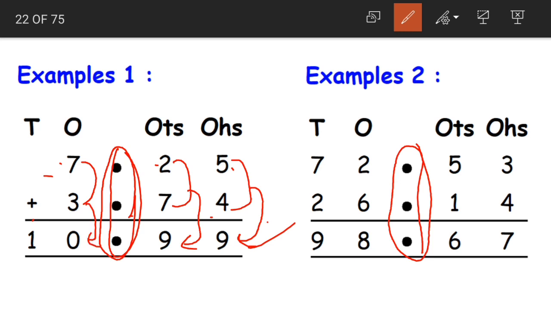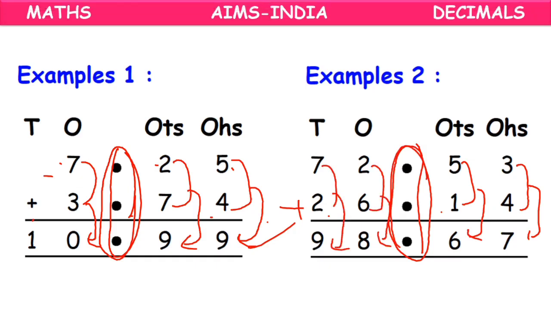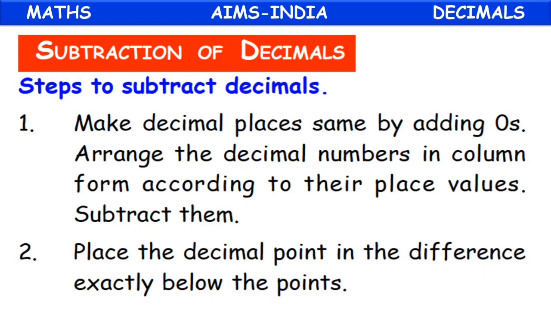Now 72.53 plus 26.14. 3 plus 4, 7. 5 plus 1, 6. Then the points. 2 plus 6, 8 and 7 plus 2, 9. Understood, children? Addition of decimal numbers. It is easy, right? The only difference here is that we have points in the numbers. Otherwise, the normal addition that we do is the same as the addition for decimal numbers.